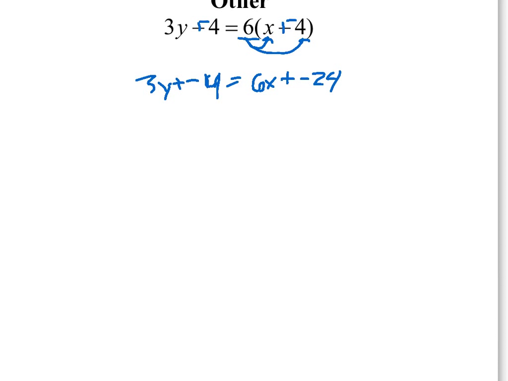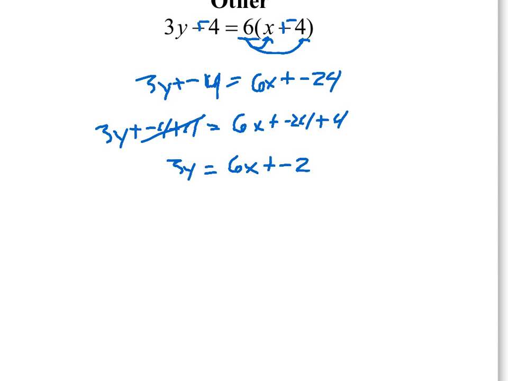And then what? Renee? Add what? Add a positive 4 to both sides. Then what, Cassandra? Divided by 3.